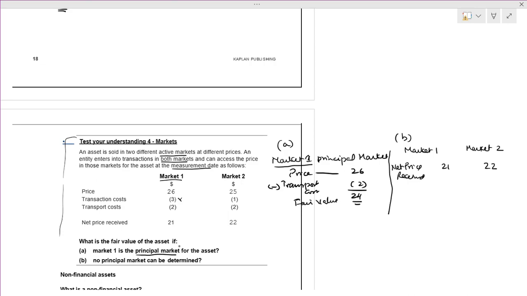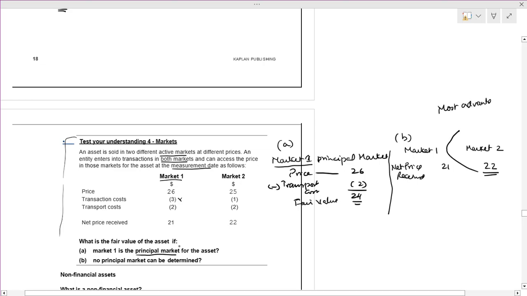Market 1 is how much? 20. Most advantageous market. If no principal market is defined, you take the most advantageous market. The most advantageous market is nothing but the market where the price is maximum. Are you clear about this? Yes.